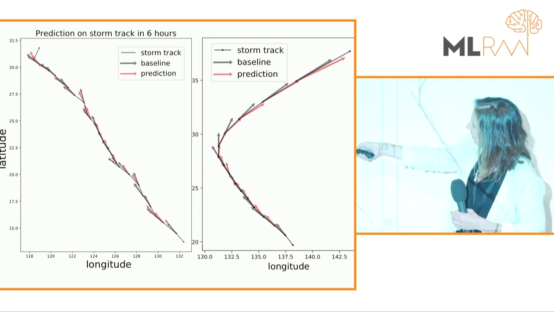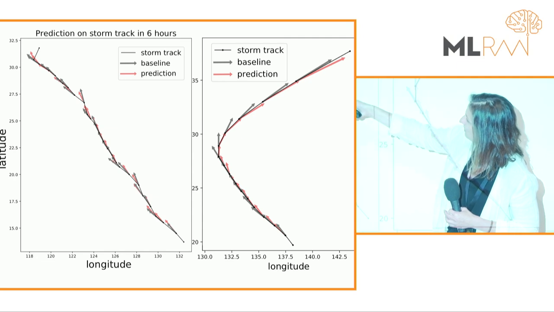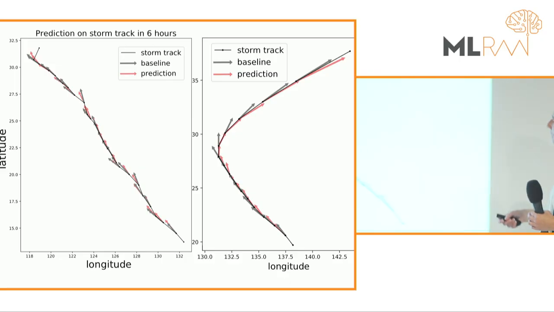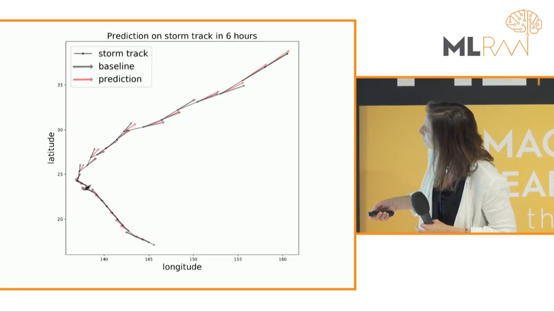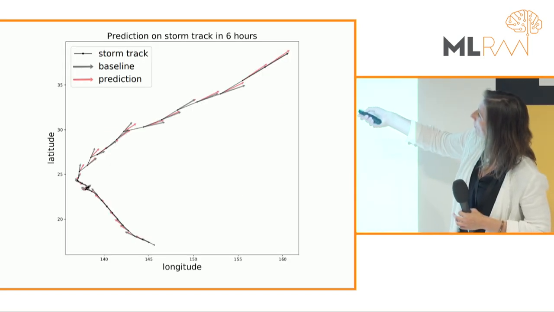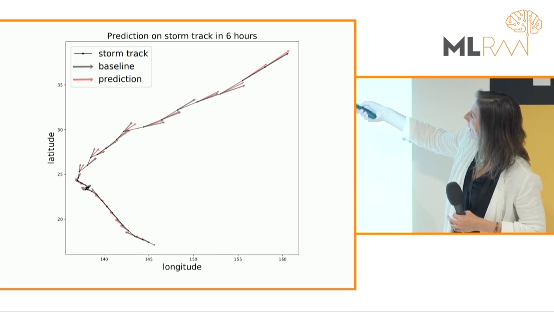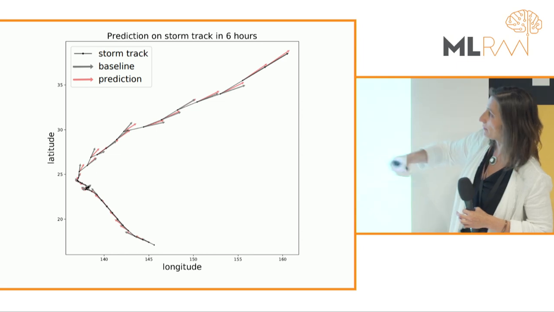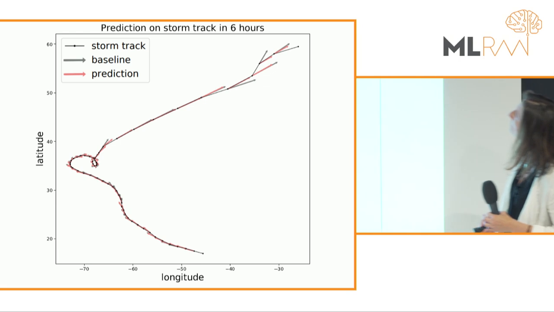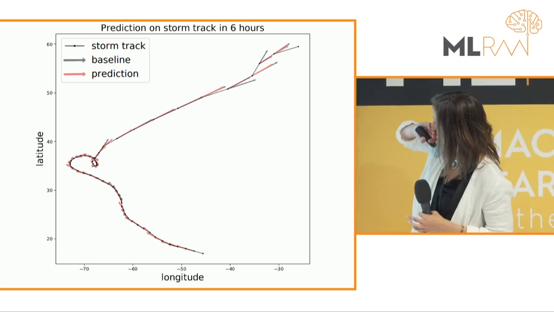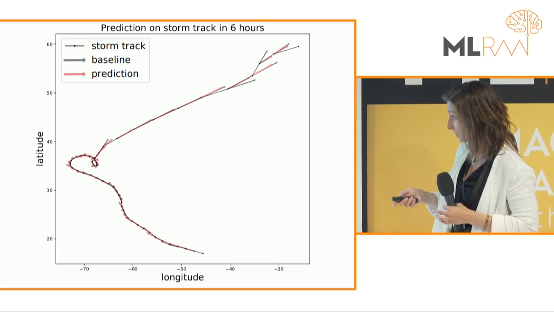The baseline might be saying, okay, continue on this trajectory, but we've obviously learned something that could lead to a change. So these ones are pretty good. As you can see, the baseline just adds a vector of the same direction to the previous time, but the prediction is doing something a little bit more interesting. Some of these storm tracks are relatively difficult, and the prediction is still doing okay.